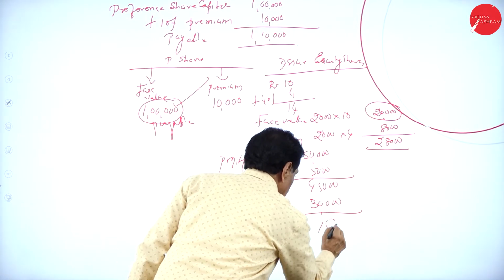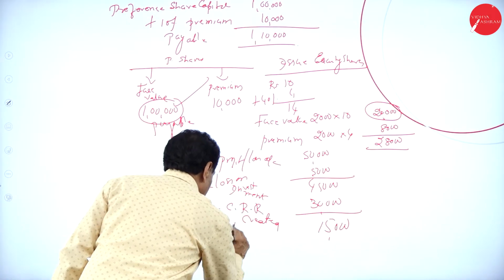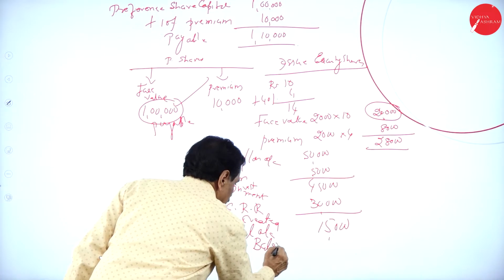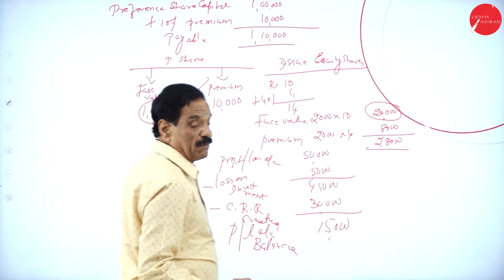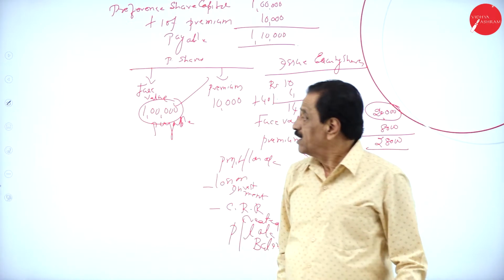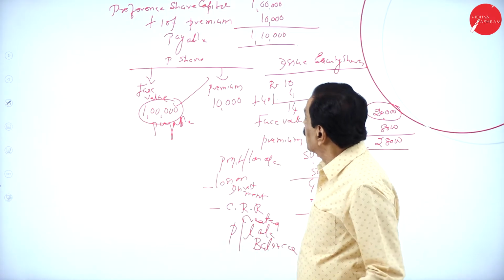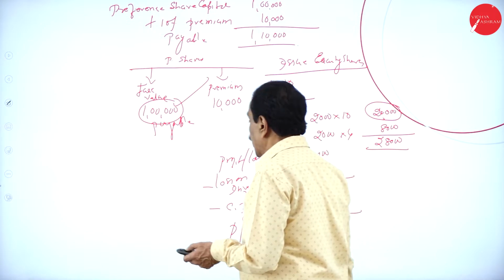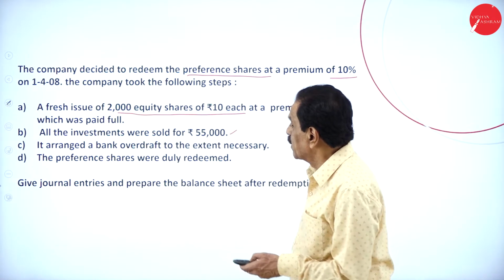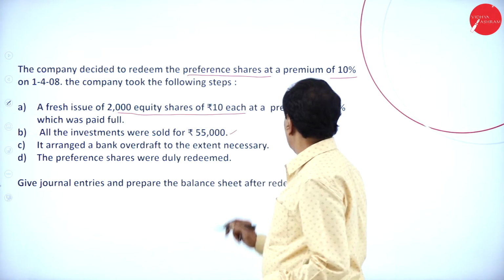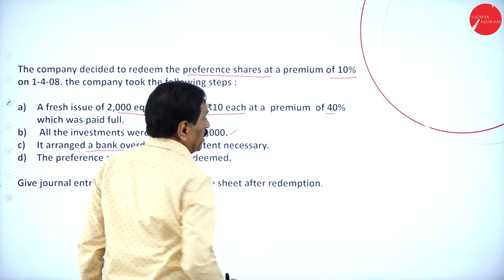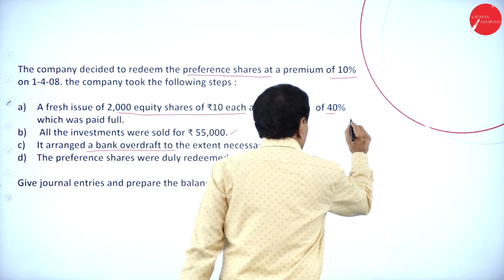Profit and loss account balance. How much is available? Only 15,000 is available. Then the problem says if there is a necessary bank overdraft, you have to arrange it. So there is one sentence: arrange the bank overdraft to the extent necessary. Bank overdraft.